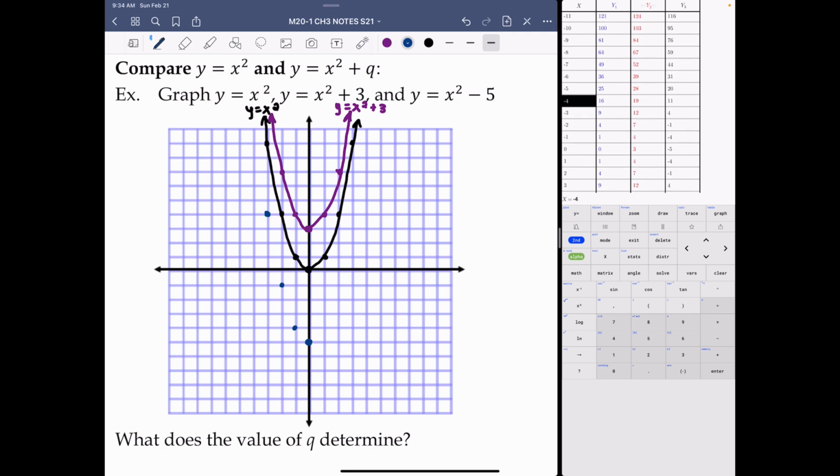When x is -4, y is +11. That's off my graph, so I'm not going to worry about that. Going in the positive direction now. When x is 1, y is -4. When x is 2, y is -1. And when x is 3, y is up to 4. Join those points together. And that is the graph of y equals x squared minus 5.